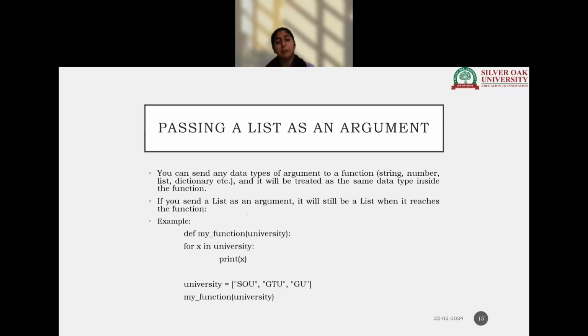Now we saw that when there was an arbitrary argument, we could pass the whole tuple. When there was an arbitrary keyword argument, we were able to pass the whole dictionary. So similarly, we can also pass the whole list into an argument. So this is how it works.